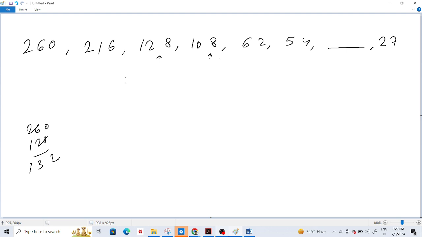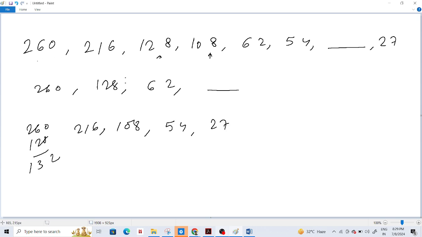Okay, I divided this series. Yeah, you can do it in that way also. I divided this series into two series actually. One is 268, 260, 128, 62, and dash, and then 216, 108, 54, and 27. Okay, so this difference is 108.